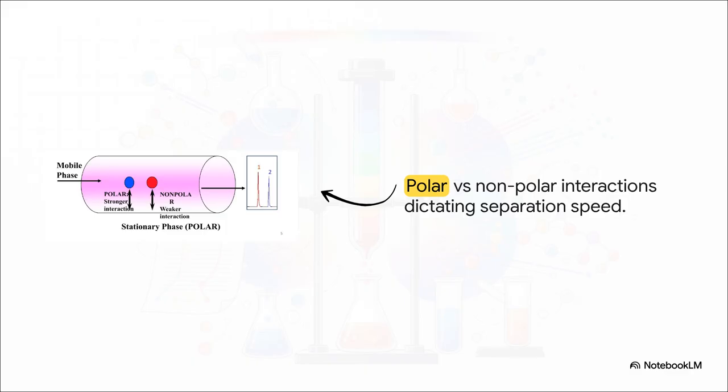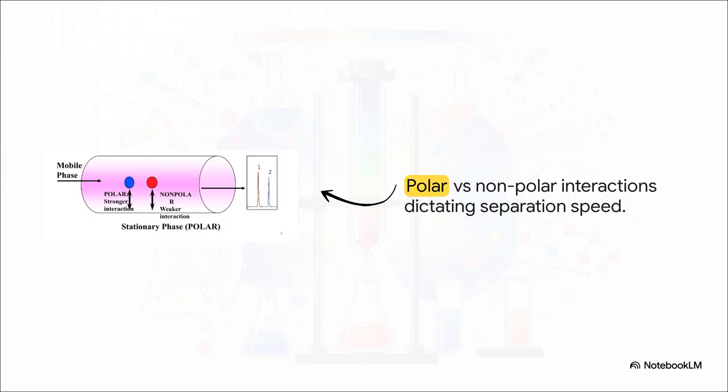Let's think about polar and nonpolar molecules interacting with the stationary phase. Say the stationary phase is polar. A polar compound is going to have a much stronger interaction with that polar stationary phase. It acts like a giant hurdle that slows it way down. On the flip side, a nonpolar molecule is going to have a much weaker interaction, so it just rushes ahead with the mobile phase.